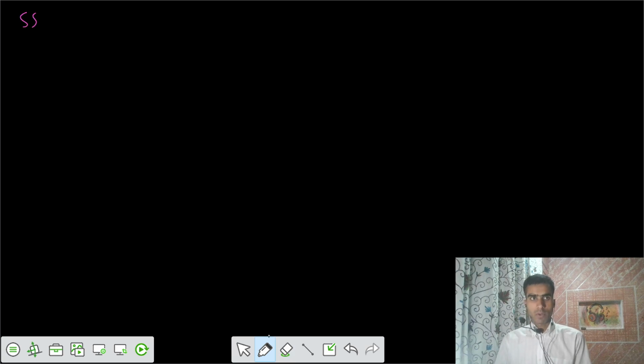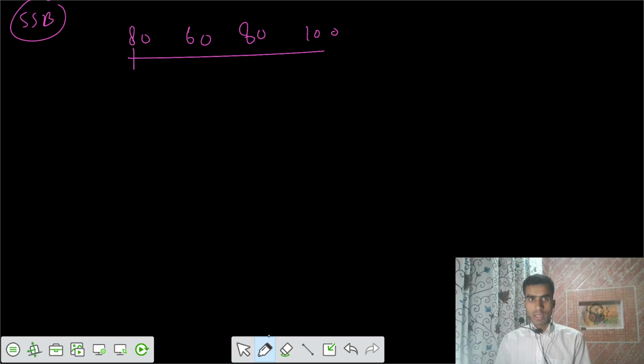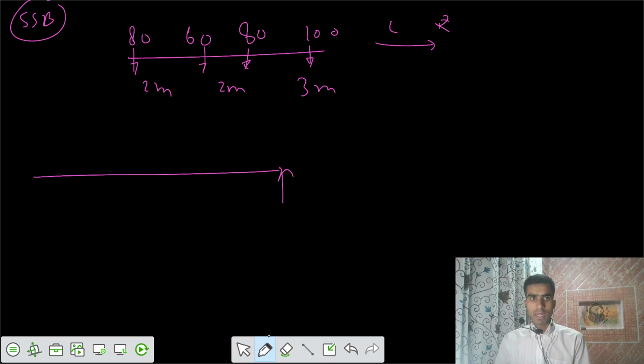We have a simply supported beam and four loads: 80, 60, 80, and 100 kilonewton, acting in this fashion. The distances between them are 2 meters, 2 meters, and 3 meters. They are moving from left to right on a beam of 18 meters.